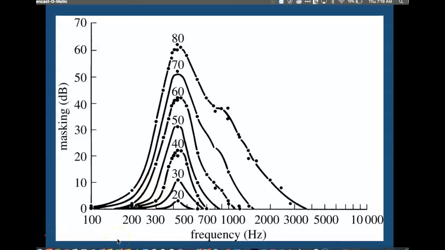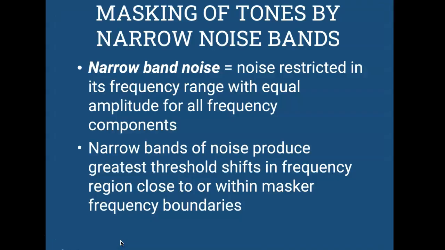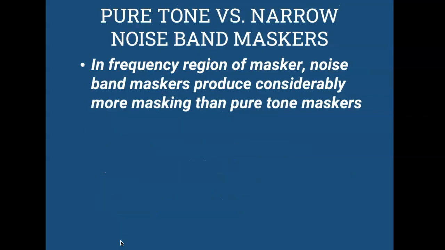Okay, let's go to the next slide, and we'll go over this again. Narrowband noise is restricted in its frequency range, and it has a more narrow region of energy. These types of noises produce the greatest threshold shifts in frequency regions that are closer within those frequency boundaries.